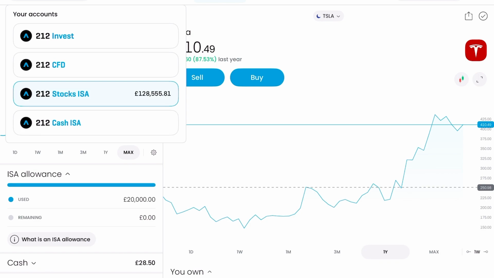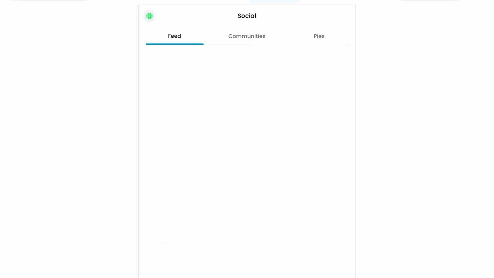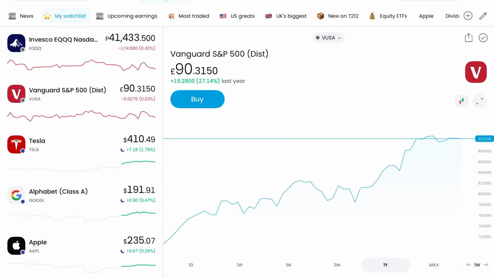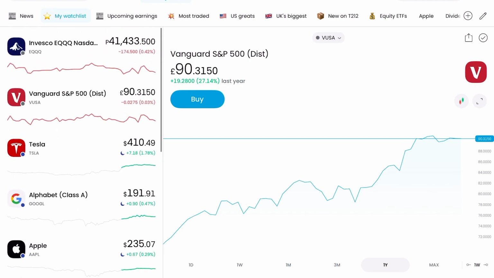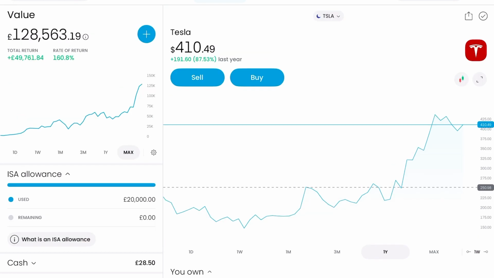It's taken a long time to get to this place, and apart from that, I haven't really seen anything else. There are some other small changes, but the main change is the rate of return here, and your ISA allowance showing up here.